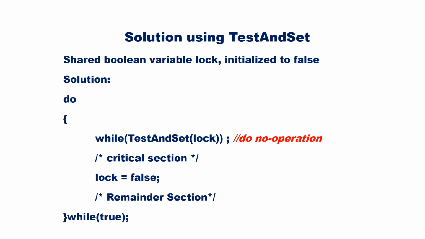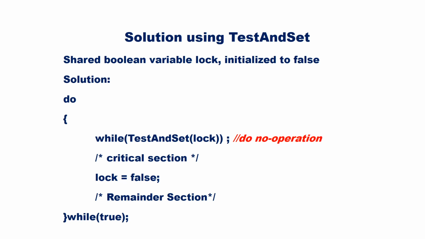If the value of lock is true, that means some other process is in the critical section. Test and set instruction returns true, thus blocking the process in the while loop. If the value of lock is false, it means no process is in the critical section. The test and set instruction sets the value of lock to true and returns false. Hence the while loop exits and allows the process to enter its critical section. Since the value of lock is set to true, no other process can enter the critical section.